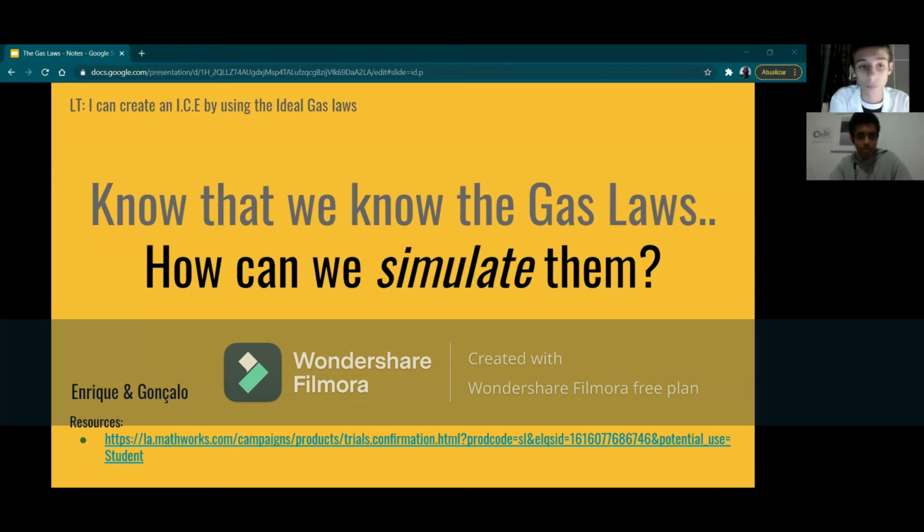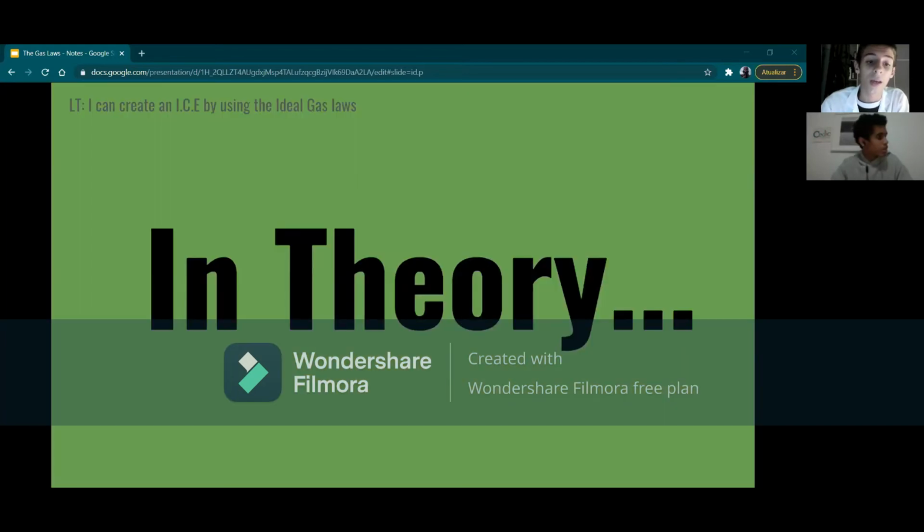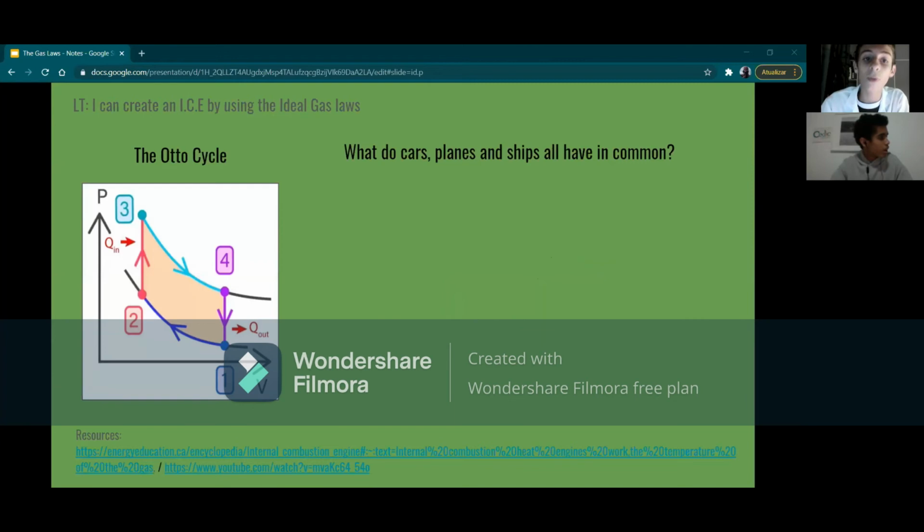Practically, now we know how the gas laws work. So how can we simulate them? We should first see to the theory. Let's start by asking, what do cars, planes, and ships all have in common? Well, the answer is they are all propelled through what's called an internal combustion engine.